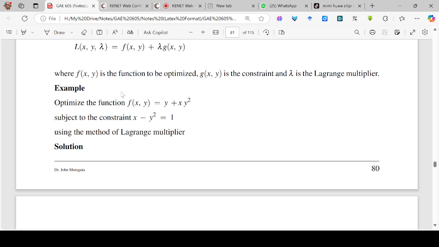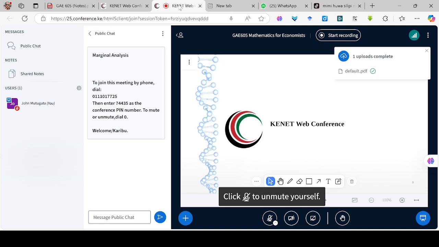Suppose we want to optimize this function, f defined by y plus x y squared, subject to the constraint x minus y squared is equal to 1, using the method of Lagrange multiplier.